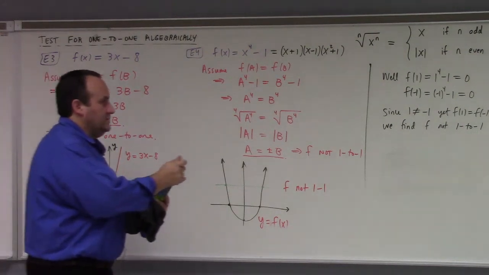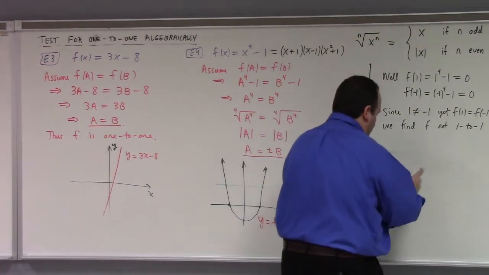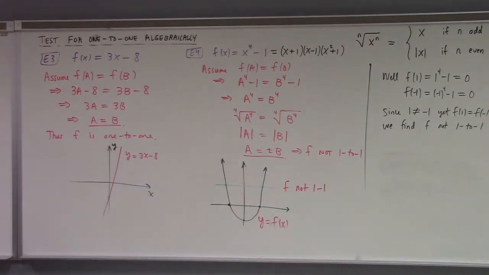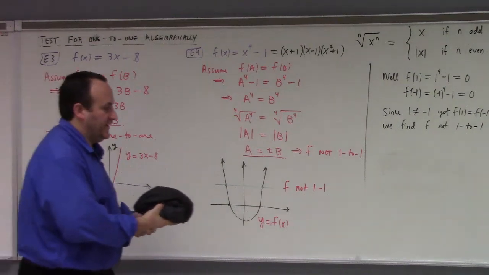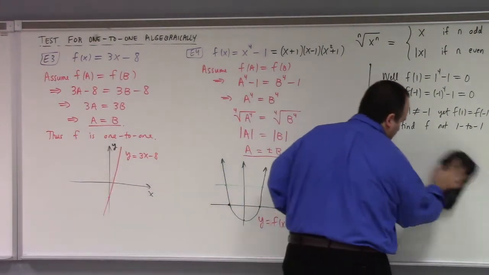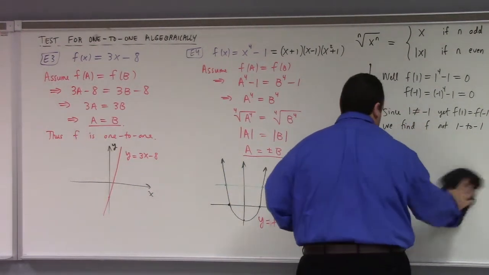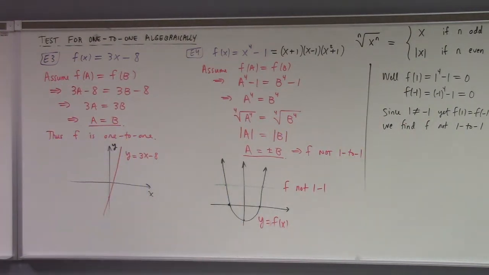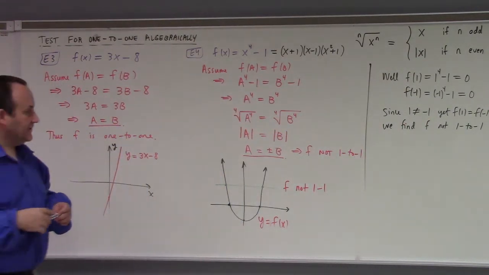So, listen, one-to-one is a property we need for our function in order to find what's called the inverse of the function, all right? So let's actually start with an example, okay?